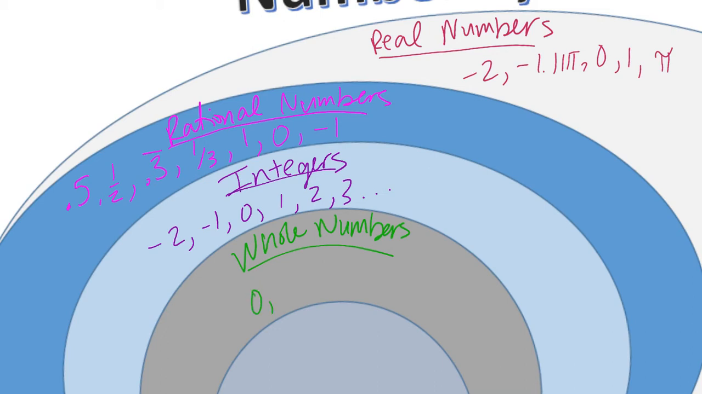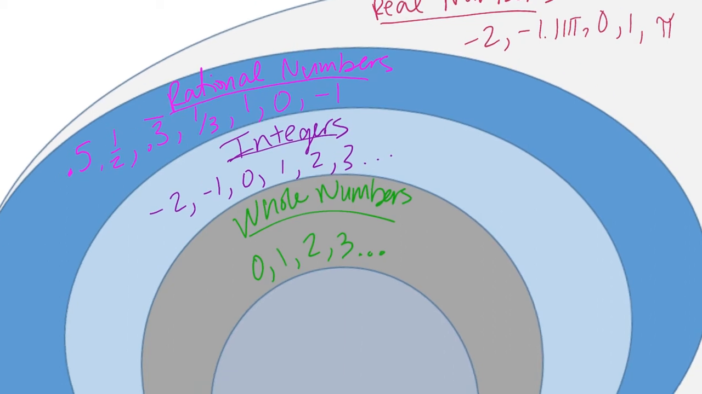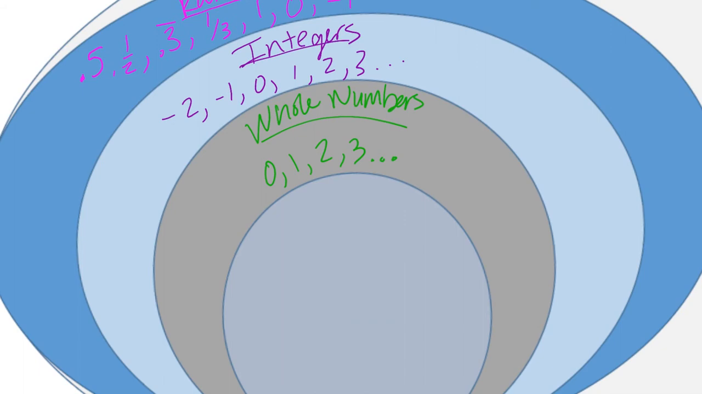Whole numbers are basically the zero and positive side of the number line. So 0, 1, 2, 3, and so on and so forth. Whole numbers start with 0 and then go up from there. And the last and the most exclusive part, that super, super VIP, where you get to be the guest DJ up in the club, is the natural numbers.